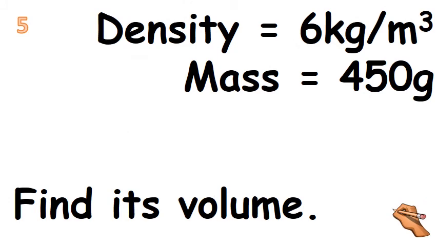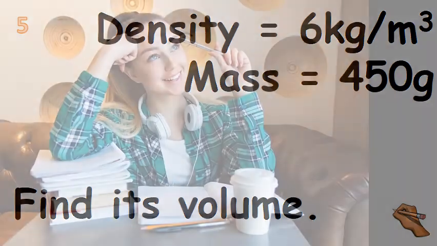So question 5. This time we are given the density, which is 6 kilograms per meter cubed. We are given the mass, 450 grams. We have to find the volume. Try it out. Ready? Let's see this.